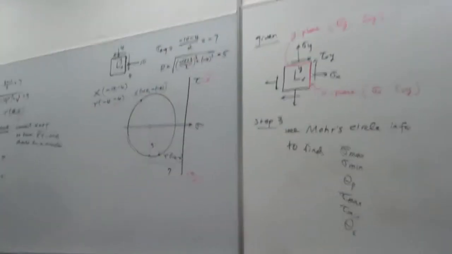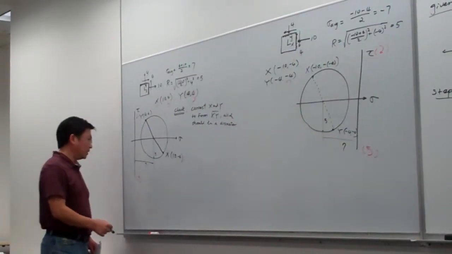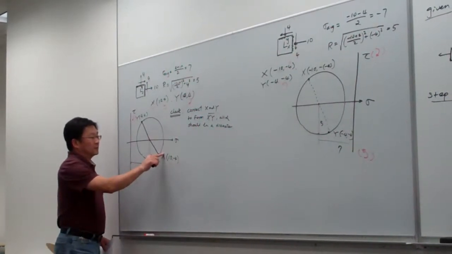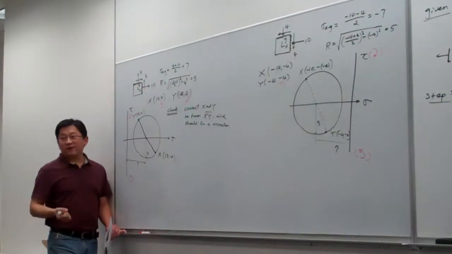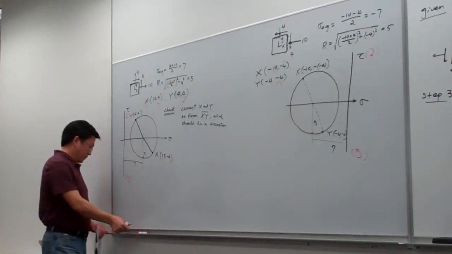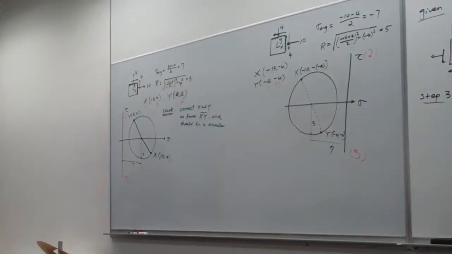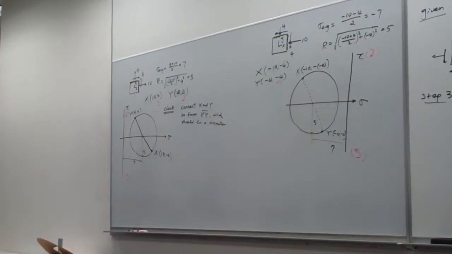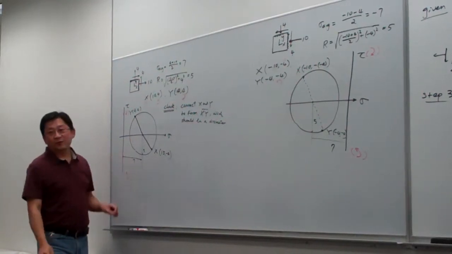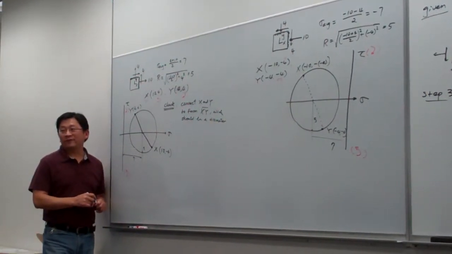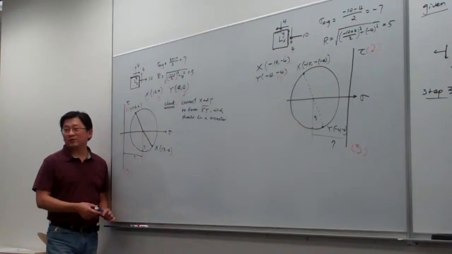And for this example, on this graph, on this drawing, we can right away identify where the maximum and minimum normal stress is. For this example, you simply look at the graph. Where is the maximum normal stress? What is the value?